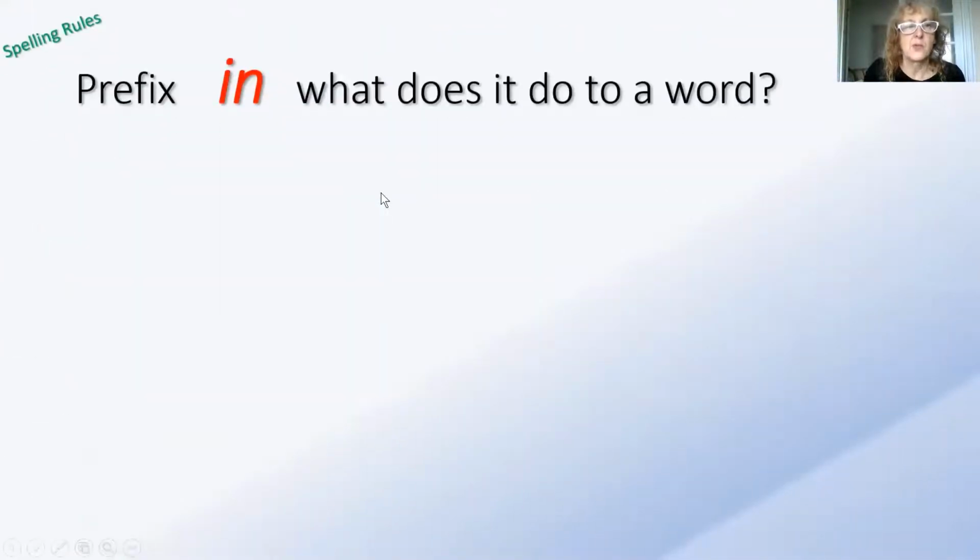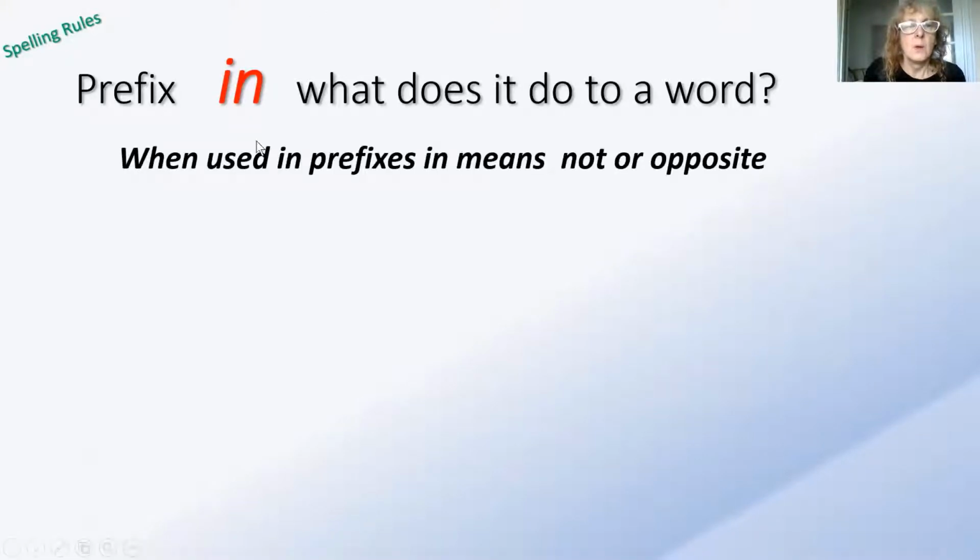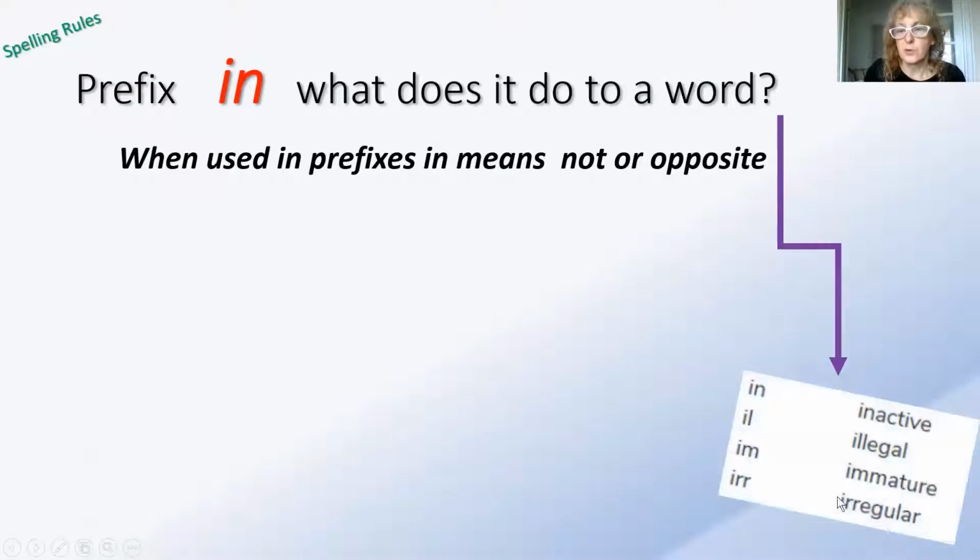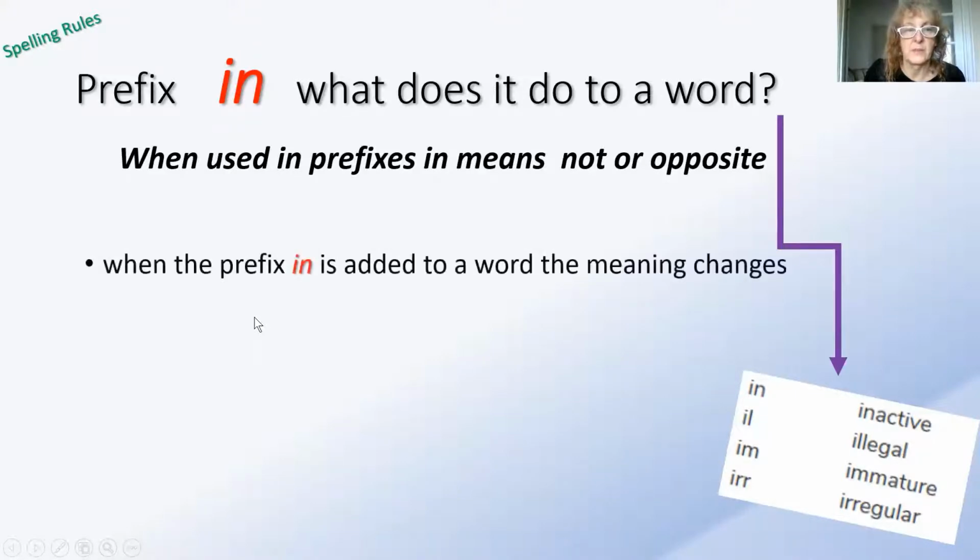In. So prefix in, what does it do to a word? When used as a prefix, in means not or the opposite. So that's what it does to the word, it changes it. It's the same rule for all of those that begin with it, all the in words, or the ill, or the im, or the ir. So let's have a look. When the prefix in is added to the word, we know the meaning changes. Let's have a look what it changes.